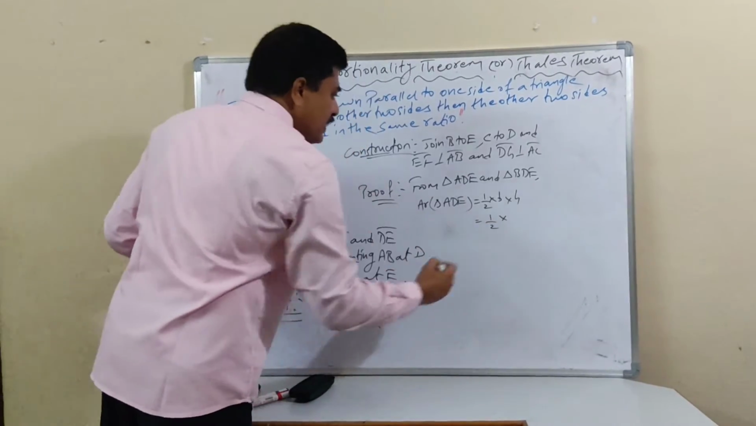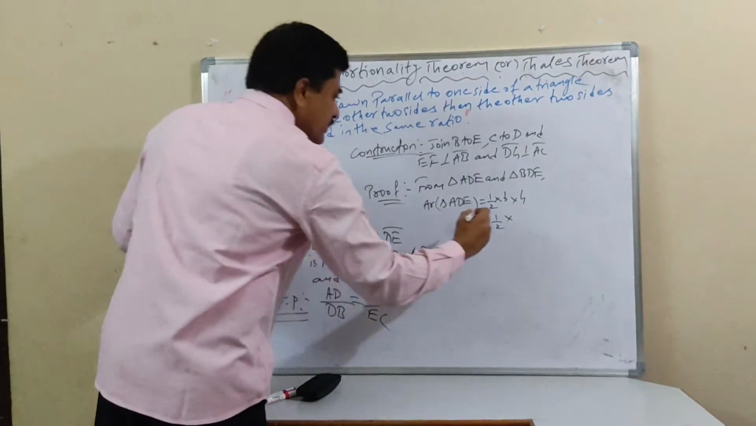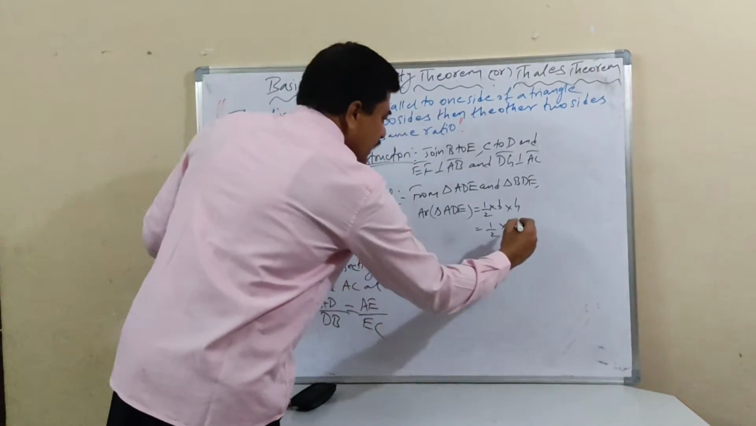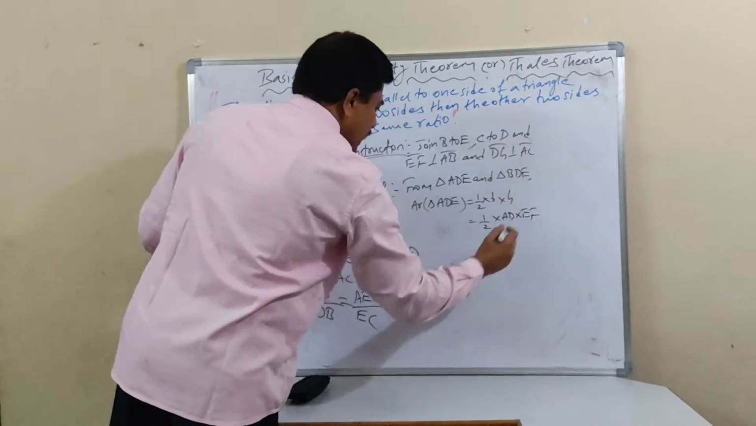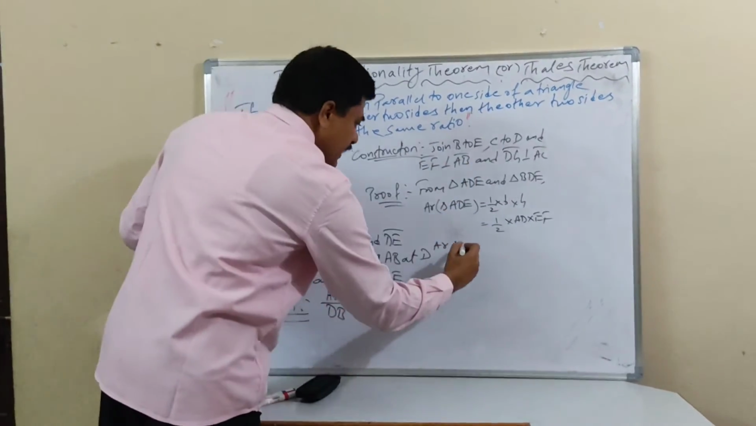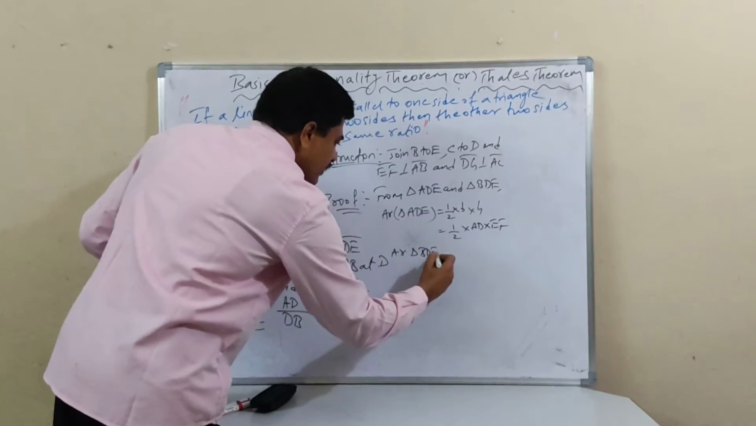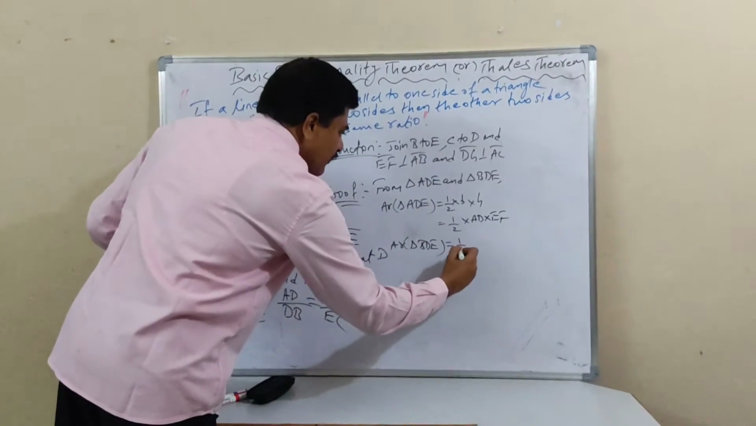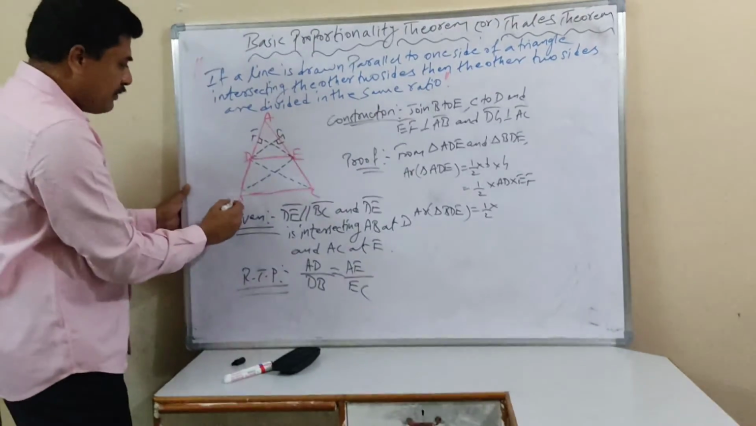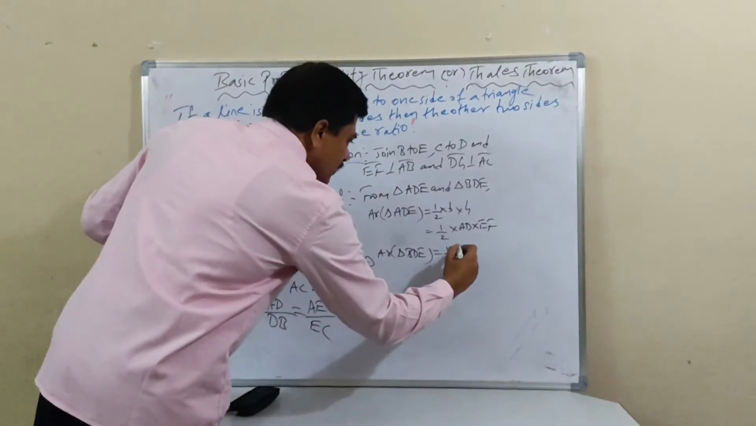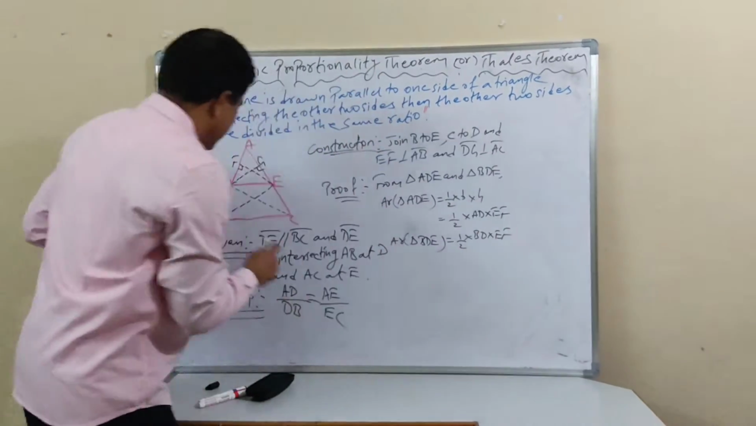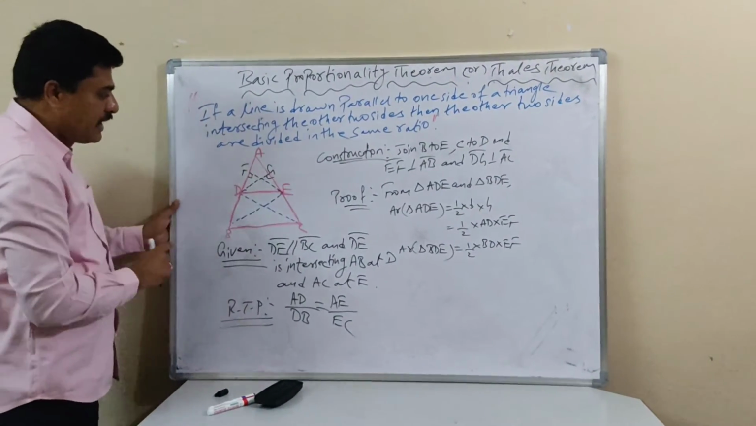Half into, what is the base, students? Here AD is the base. What is the height here? EF is the height. Similarly, area of triangle BDE, again half into base into height. Here in BDE, what is the base? BD is the base and EF is the height.